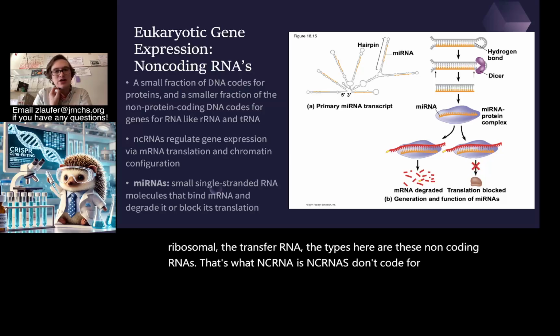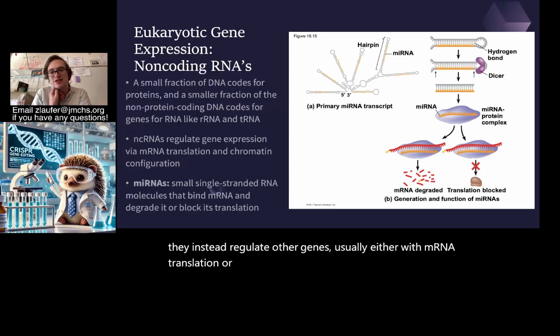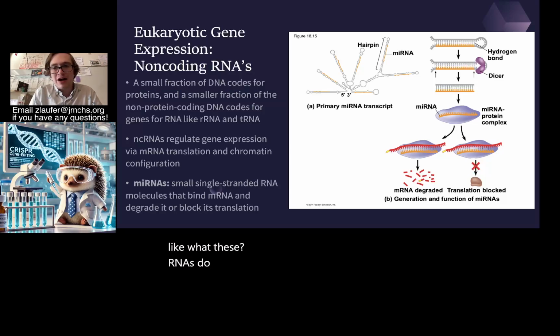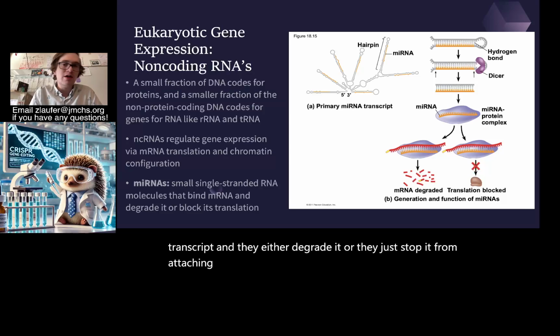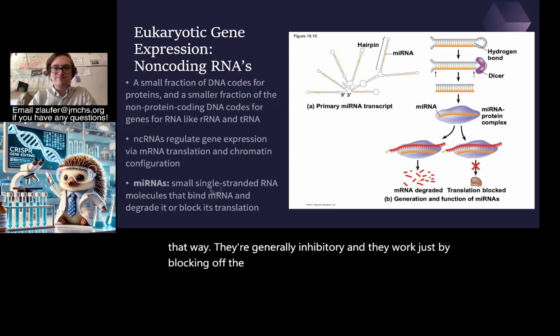They instead regulate other genes, usually either with mRNA translation or how the chromatin is organized. But the main idea is what these microRNAs do is they just bind to the mRNA transcript that we made, and they either degrade it or they just stop it from attaching to the ribosome. And so they can regulate expression that way. They're generally inhibitory, and they work just by blocking off the attachment sites and preventing the binding from happening.